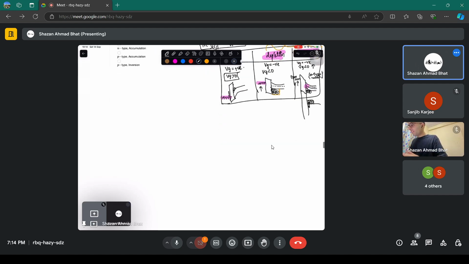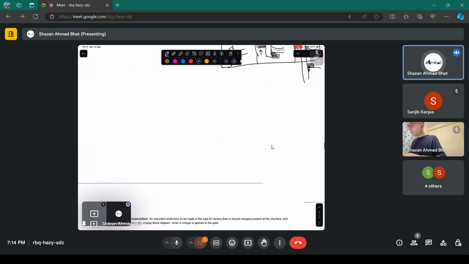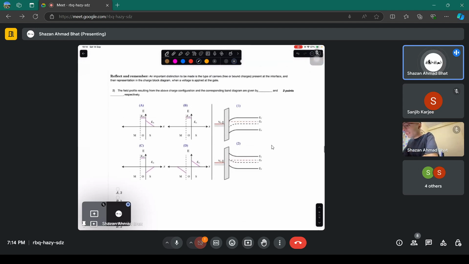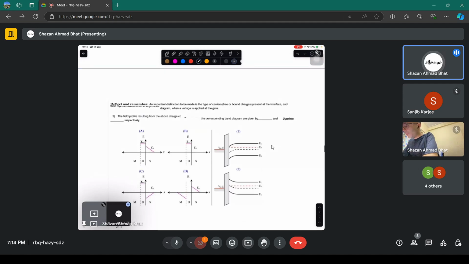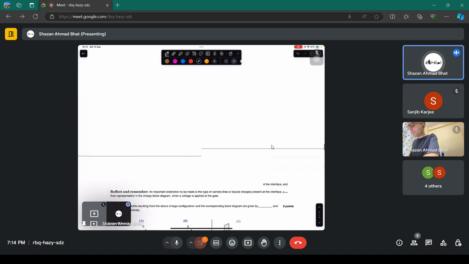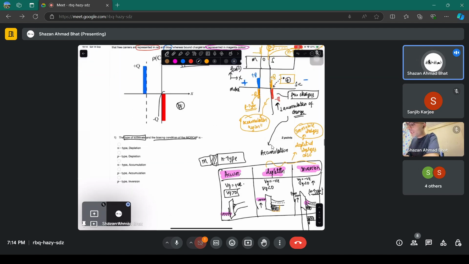Okay, so let's move on to the next question now. The next question says: the field profile resulting from the above charge configuration and the corresponding band diagram. Now we have to make the field distribution. How is the field represented? You notice that we have a free charge here, we have a free charge here. It is just like a parallel plate capacitor, a positive free charge on this plate, negative free charge on this plate. The field only exists inside, as in a capacitor, and it is constant.